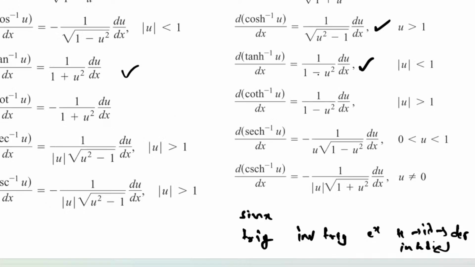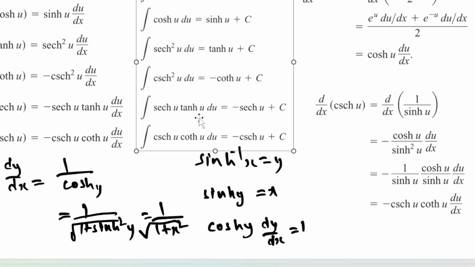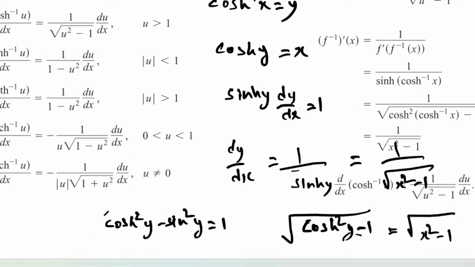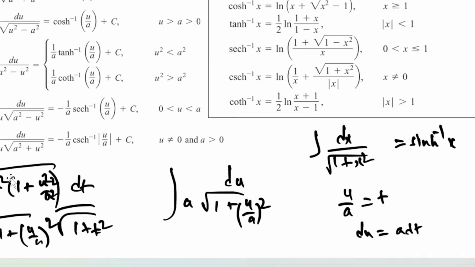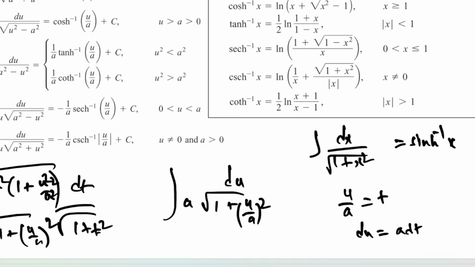So please note all of this. Derivatives of all hyperbolics you know, and their corresponding antiderivatives. Derivatives of all inverse hyperbolics you know, right? And their corresponding antiderivatives. Sin h inverse x, and either 1 plus u square or a square plus u square, all are more or less the same.